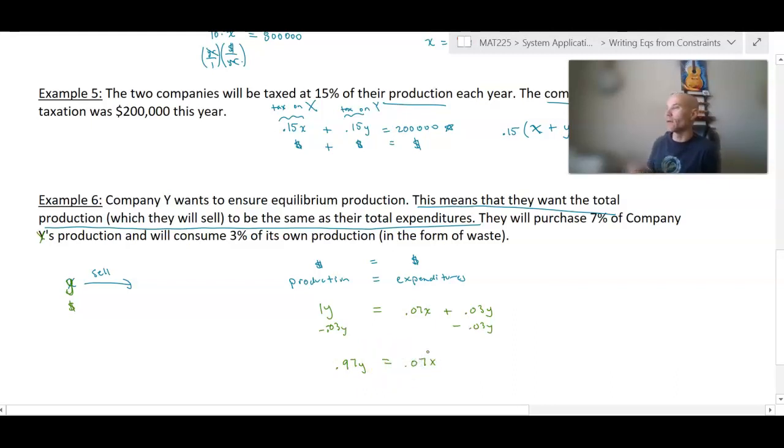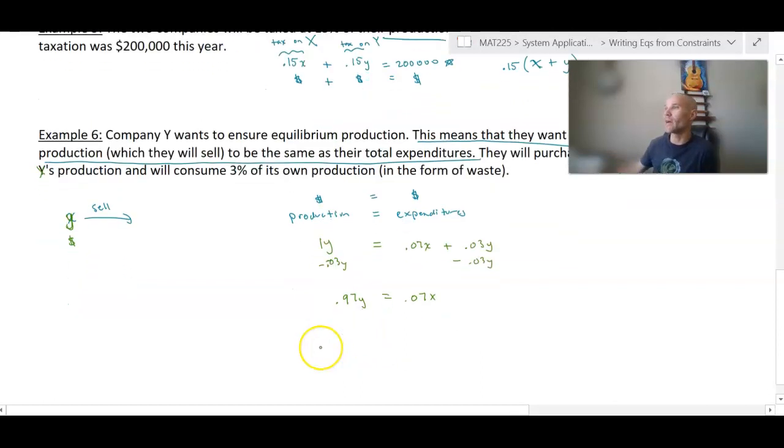And the practical benefit of this is that now you're saying that your total production is actually 97% of what you produce, i.e. 3% is not part of what you're going to be able to sell because you're using that up, your waste in the form of waste. And then your expenditures, you're buying 7% of X's production, and therefore that's your total expenditure.